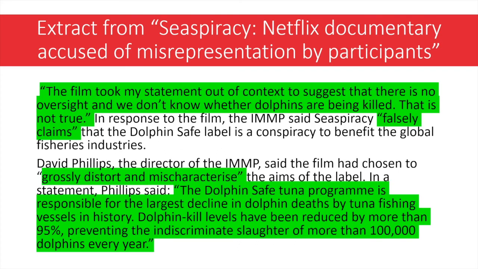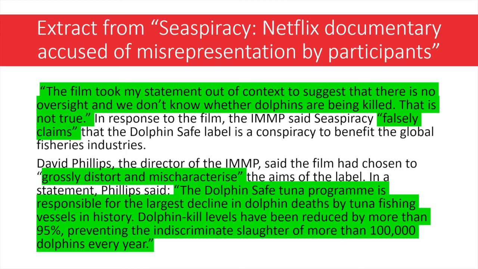Let's have a look at this extract from Seaspiracy's Netflix documentary accused of misrepresenting or misrepresentation by participants. The film took my statements out of context to suggest that there is no oversight and we do not know whether dolphins are being killed. That is not true. In response to the film, the IMMP said Seaspiracy falsely claims the Dolphin Safe label is a conspiracy to benefit the global fishery industries. David Phillips, the director of the IMMP, said the film had chosen to grossly distort and mischaracterize the aims of the label.